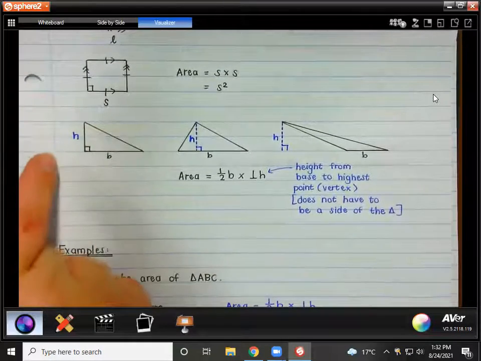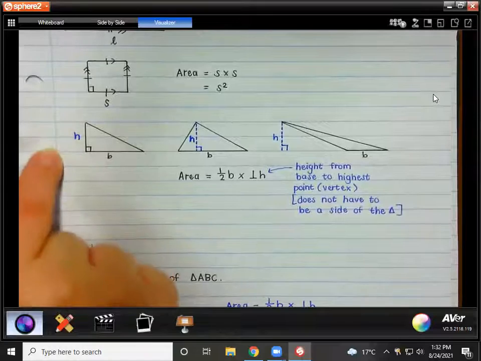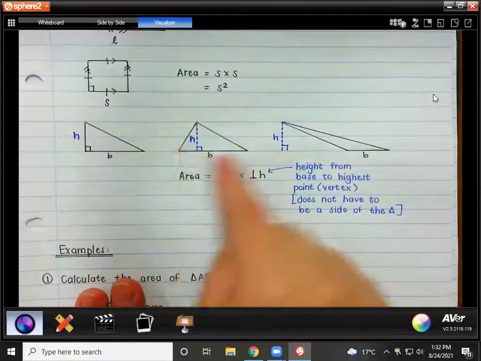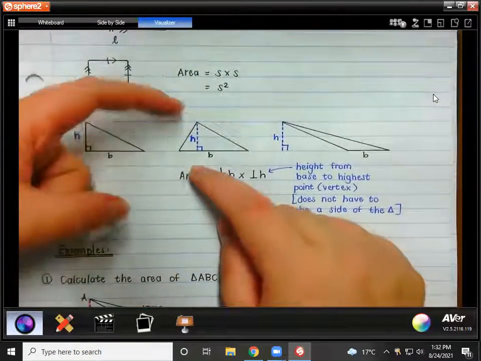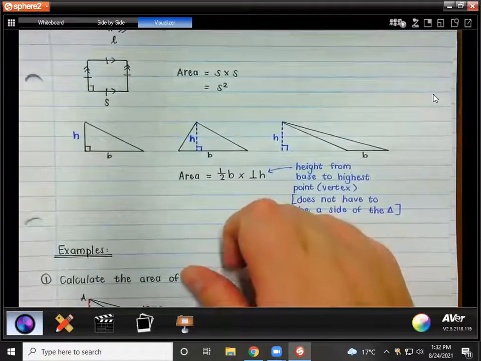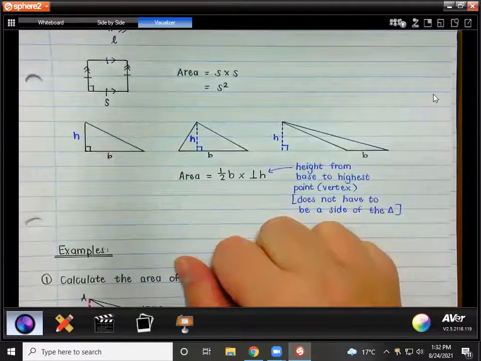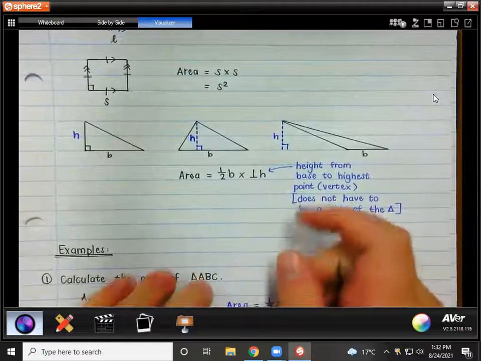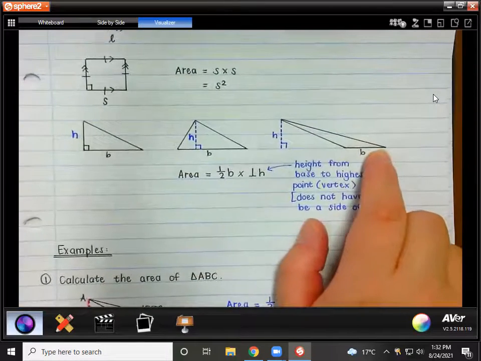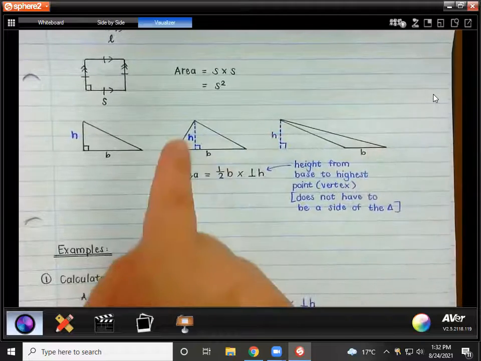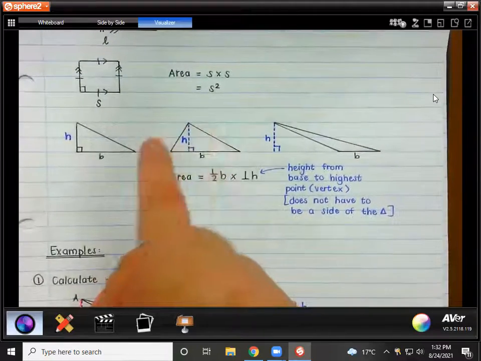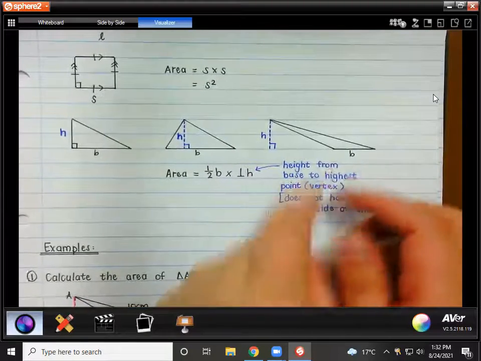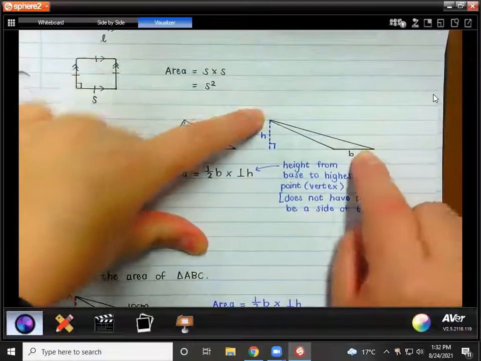So in this triangle, the perpendicular height is a side of the triangle. In the middle one, it's not actually a side of the triangle because this is not a right angle triangle, but it's still the actual height of the triangle from the base to the highest point. All right, that is the definition of the perpendicular height. And for this triangle, which is an obtuse angle triangle, you can't draw the perpendicular height on the inside of the triangle like we could for this one, but it is still the actual height. So the distance between the base and the highest point of the triangle.